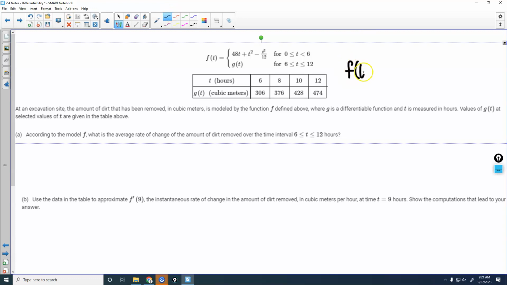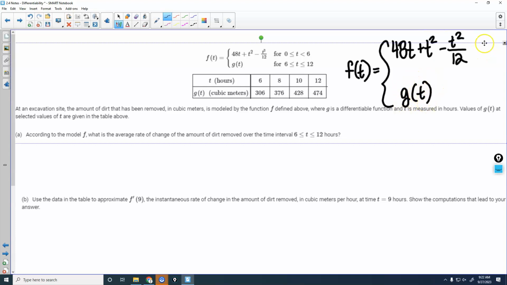So f of t is 48t plus t squared minus t squared over 12. And then we've got g of t here. This is for 0 less than or equal to t less than or equal to 6. And this is for 6 less than or equal to t less than or equal to 12.